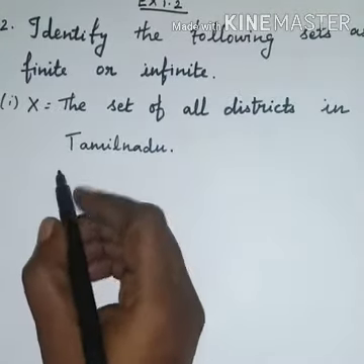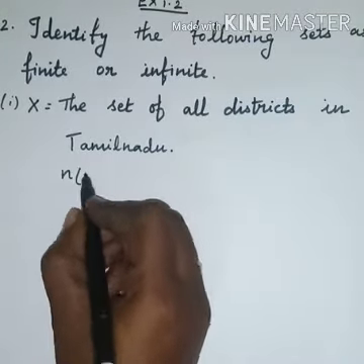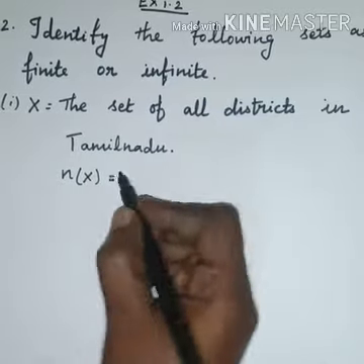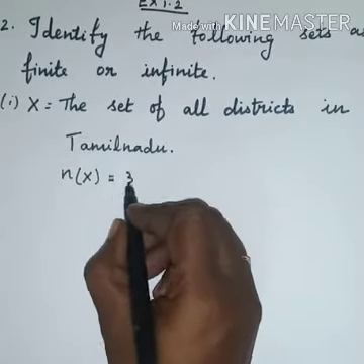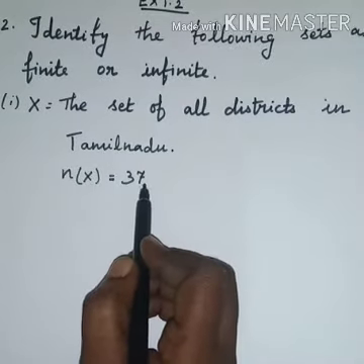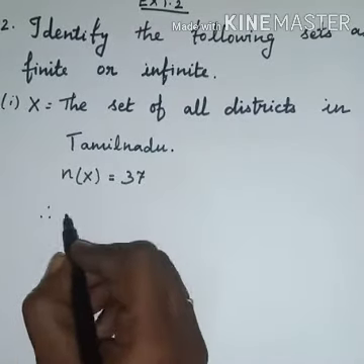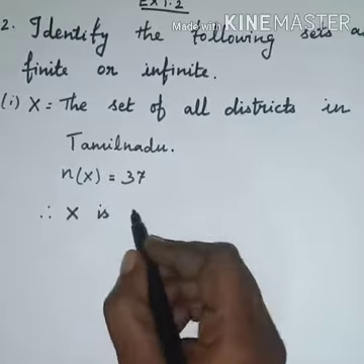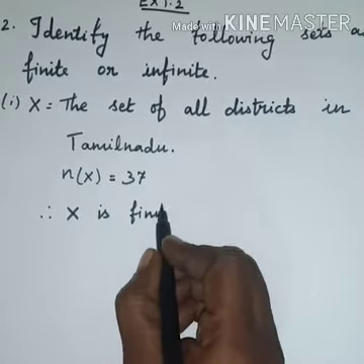So the number of elements in X is, how many districts? 37 districts in Tamil Nadu. So n of X is equal to 37. Therefore, X is a finite set.